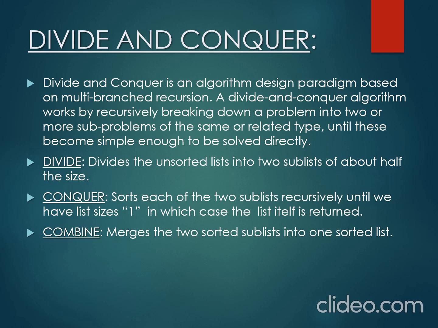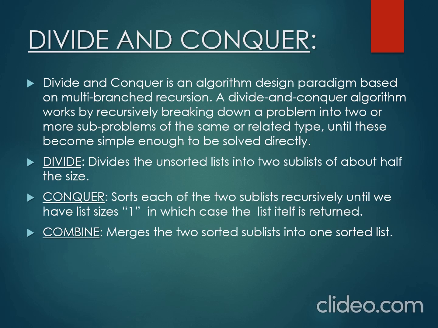Divide and conquer is an algorithm design paradigm based on multi-branched recursion. A divide and conquer algorithm works by recursively breaking down a problem into two or more subproblems of the same or related type until these become simple enough to be solved directly.